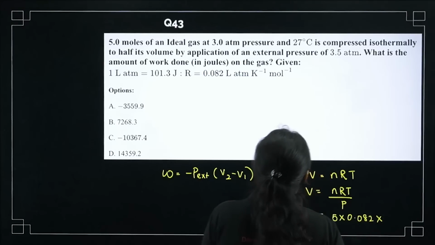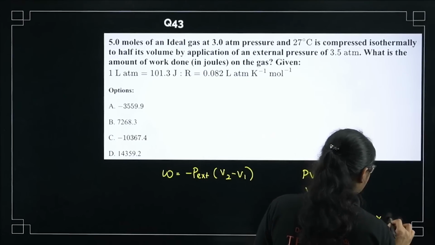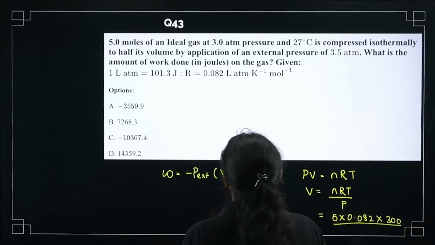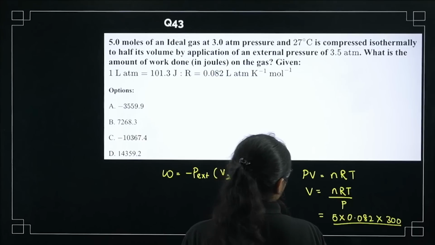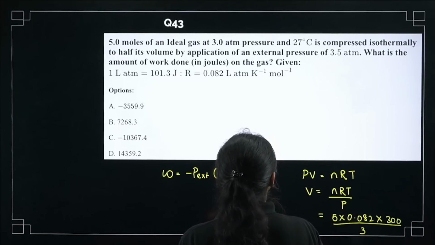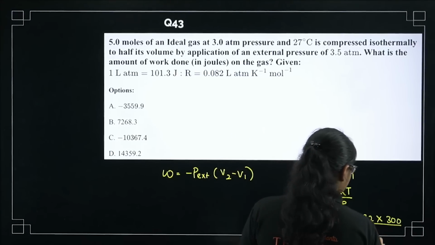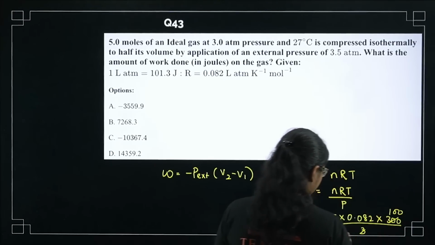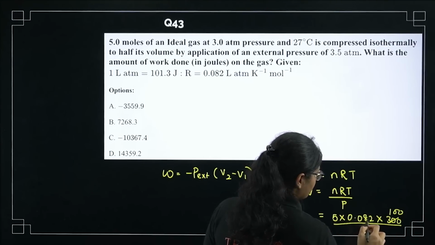0.082. Then T is equal to 300 Kelvin. Next, pressure will be equal to how much? Pressure given is 3 atm. Clear? Now if I solve this, this one will give me 100. And next, if I calculate this one, this is around 8.2.